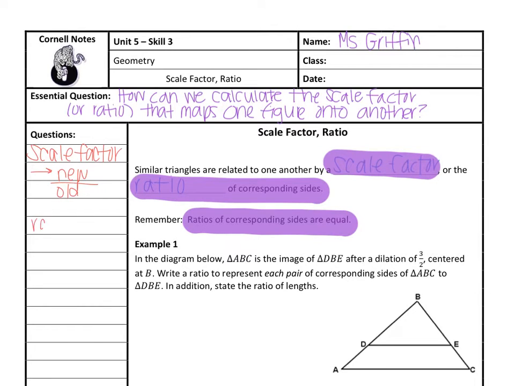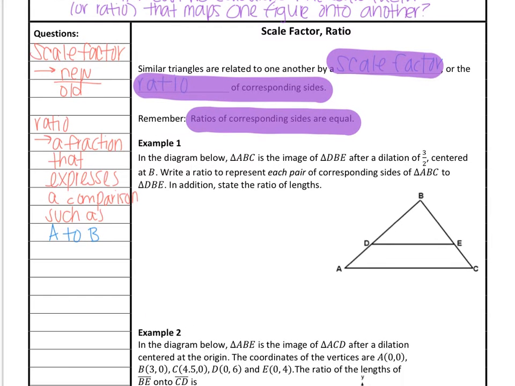And a ratio is a fraction that expresses a comparison such as A to B. Again, that's a comparison such as, and I want you to grab a highlighter when you're ready for this, A to B. Now, A to B can be written in several different ways. You see it written in words there, but it can also be written like this with a colon, A colon B. It still means A to B.